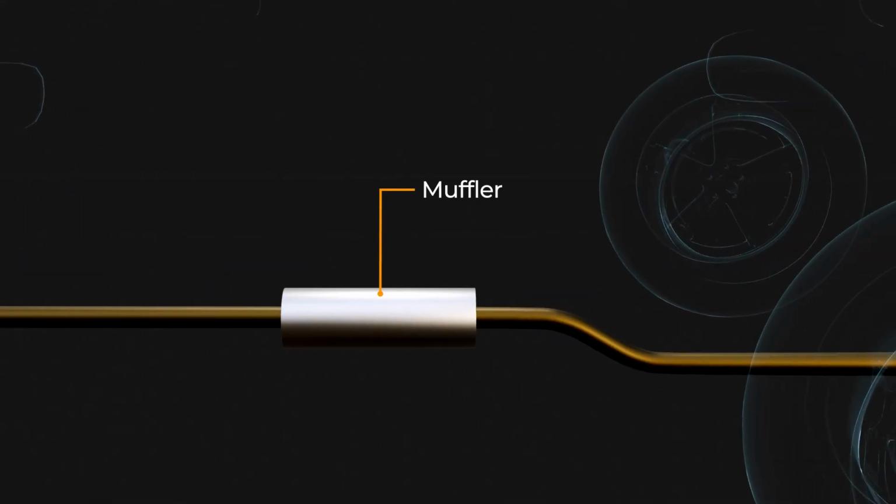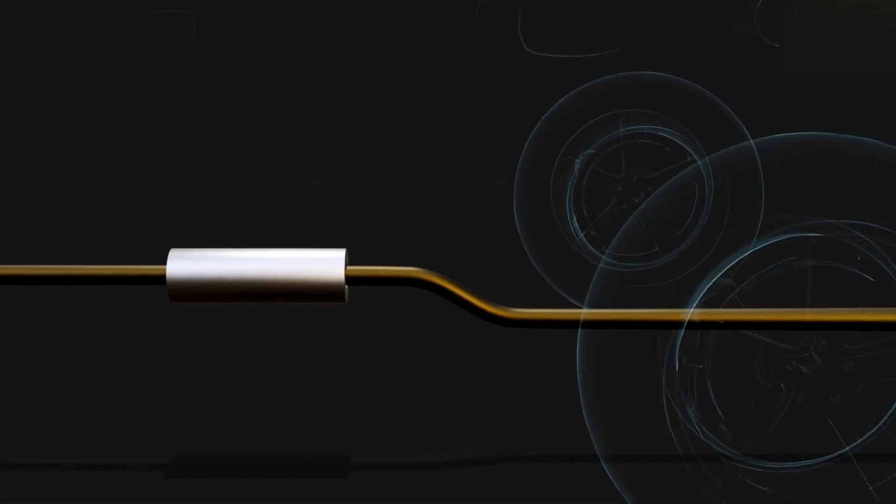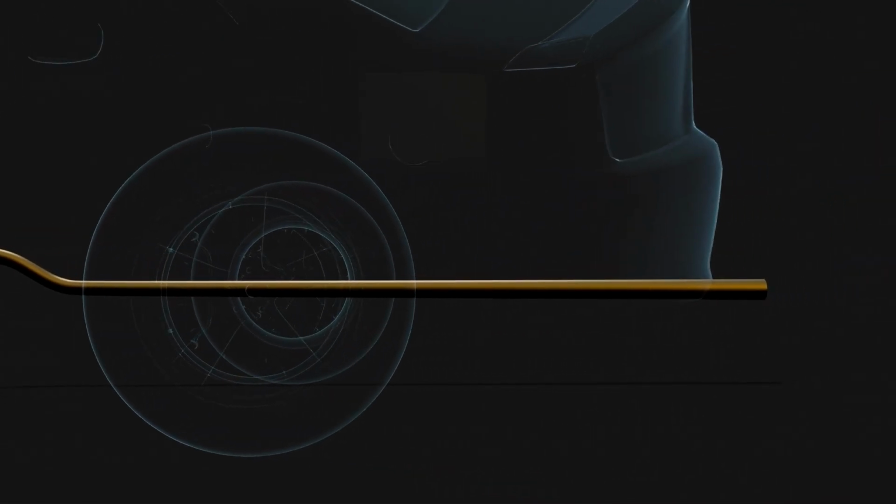The muffler reduces noise by forcing exhaust gases through chambers and baffles. These obstacles slow the gas flow and cancel out sound waves, dramatically reducing the noise that would otherwise escape. The treated exhaust gases finally exit through the tailpipe at the back of the car.